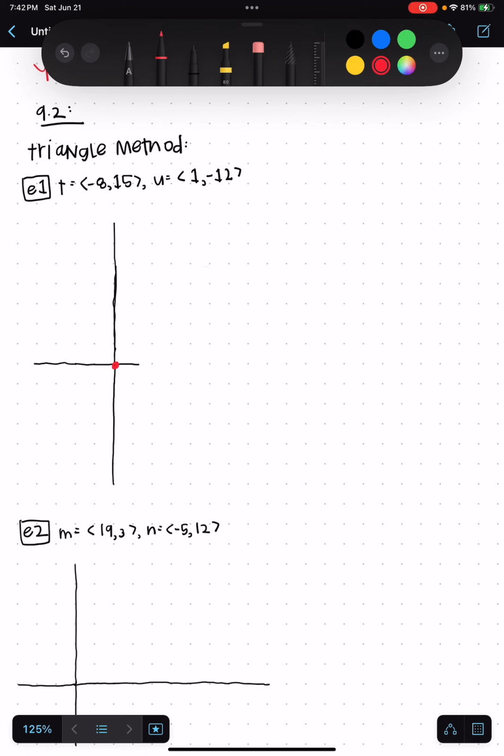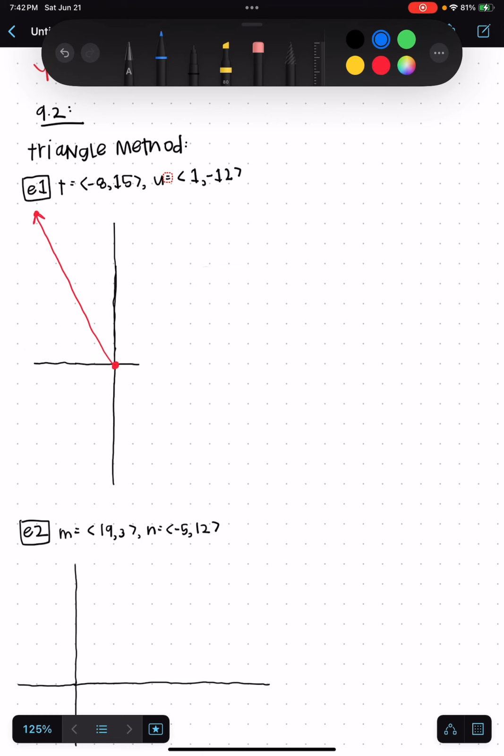Now each of these little dots I'm going to count as 2, just so I didn't have to make a massive graph. So let's see, 2, 4, 6, 8, and then 15: 2, 4, 6, 8, 10, 12, 14, 16. So there would be my -8, 15. Now, because it's a vector, I'm going to draw a line between these two points, and at the end should be an arrow.